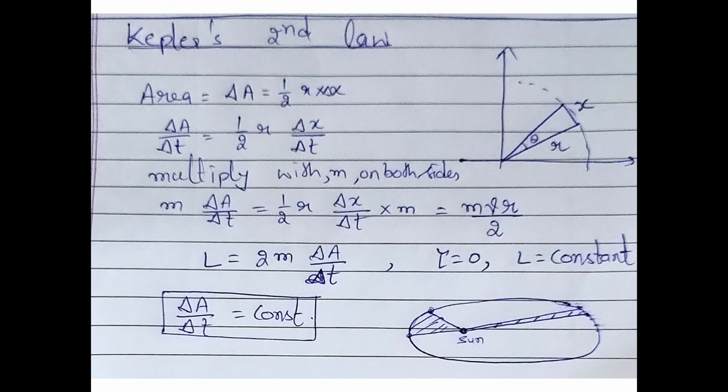So delta x by delta t is velocity, so ultimately it becomes L is equal to 2m delta A by delta t, where L is the angular momentum, which is equal to mvr. If torque is 0, meaning no torque is applied on the body, then angular momentum will be definitely constant. So it means delta A by delta t is constant, meaning equal areas are covered in equal intervals of time.